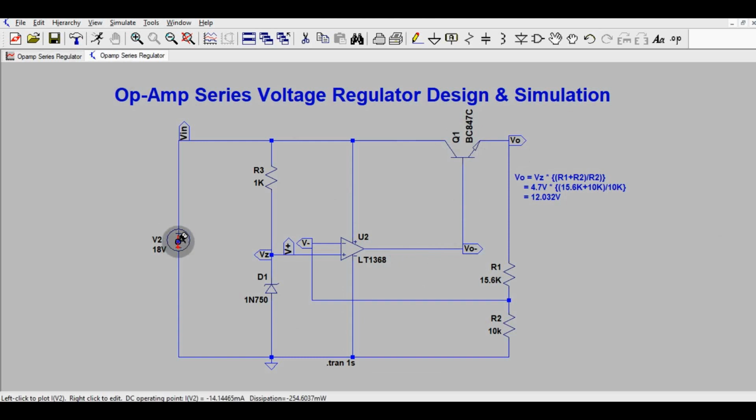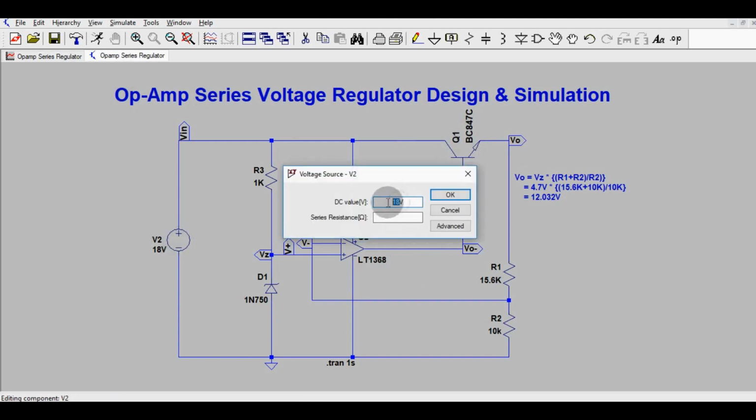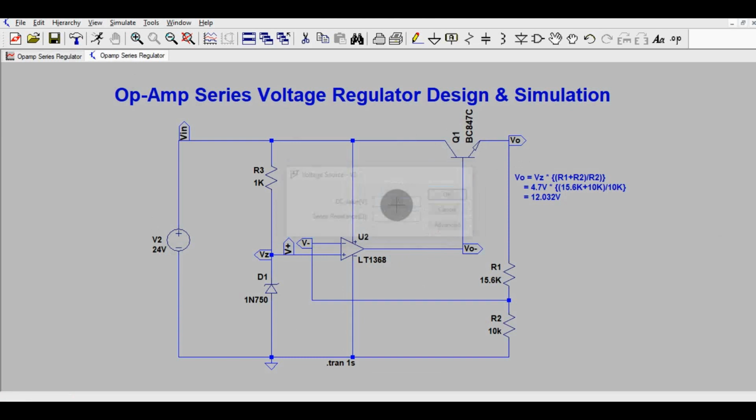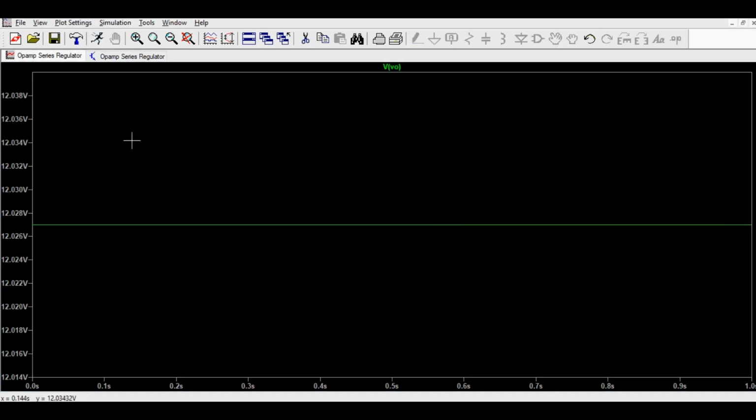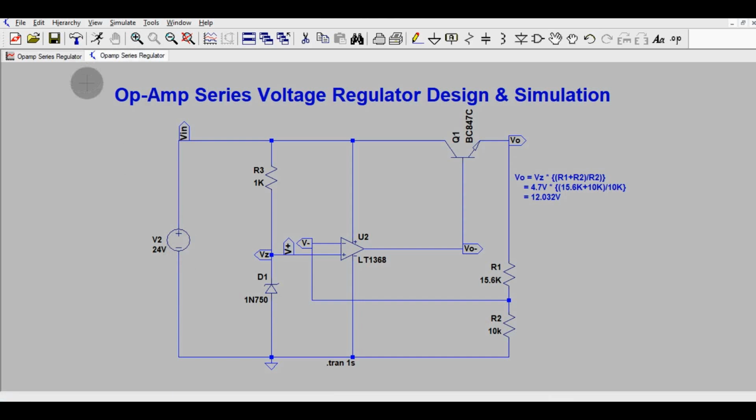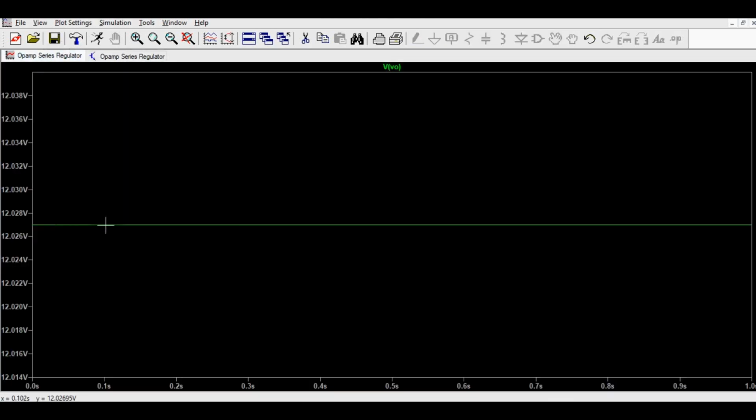Now I will change the input voltage to 24 volt. This is 24 volt. Let me run the simulation again. Let me show you V out. You can see your input voltage is 24 volt and your V out is how much? Your V out is 12.02. So you can see there is not much difference between when your input voltage is 18 volt and when your input voltage is 24 volt. The output voltage remains constant with a few millivolt regulation.